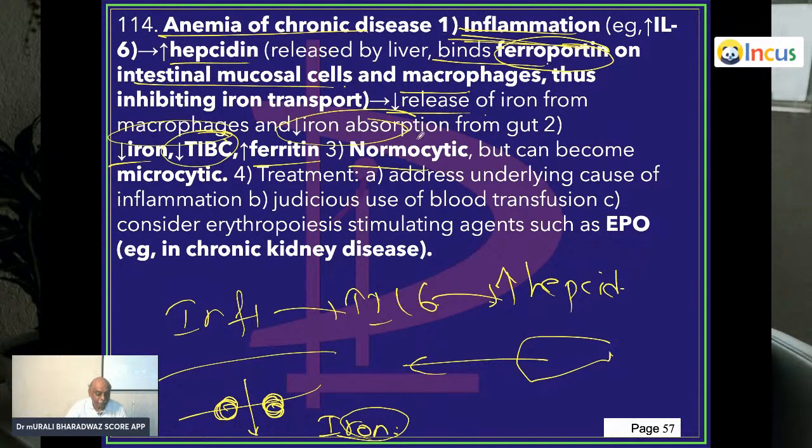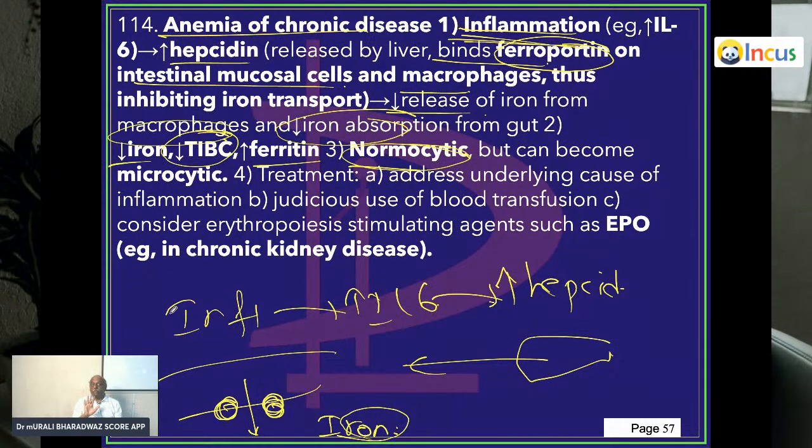Now, it is normocytic anemia to start with, but over a period of time when the serum iron becomes very, very low, it also becomes like iron deficiency, microcytic anemia. So anemia of chronic disease can be normocytic, and it can also be microcytic. How do you treat anemia of chronic disease? You address the underlying cause of inflammation. Treat rheumatoid arthritis, treat SLE, treat Sjogren's.